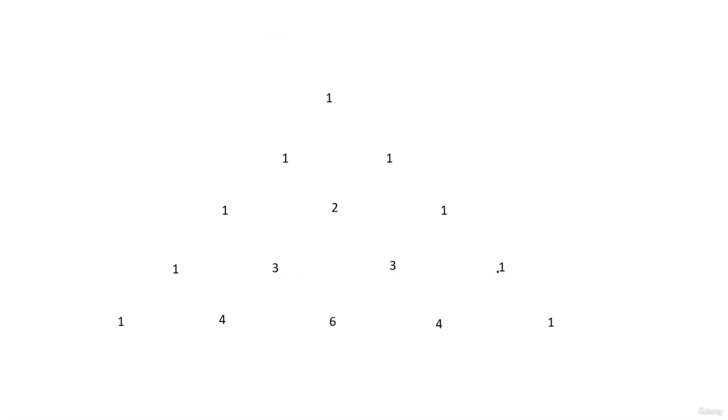Okay, same way, इस 1 के बगल में भी अब कुछ भी नहीं है, right? So 1 plus 0 is 1, 4 plus 1 is 5, 4 plus 6 is 10, 6 plus 4 is 10, 4 plus 1 is 5, 1 plus 0 is 1. Same way, 1 plus 0 is 1, 1 plus 5 is 6, 5 plus 10 is 15, 10 plus 10 is 20, 10 plus 5 is 15, 5 plus 1 is 6, and 1 plus 0 is 1.